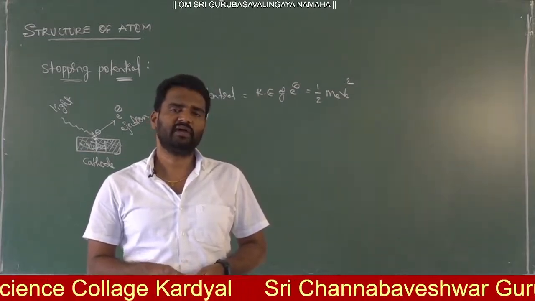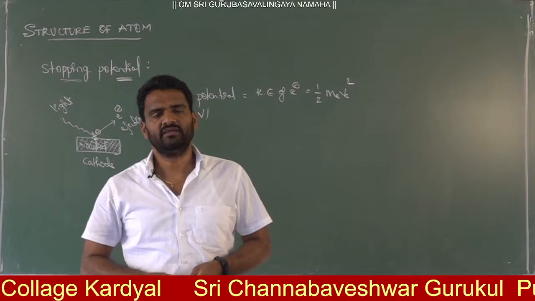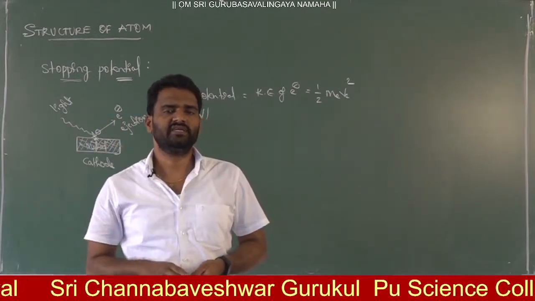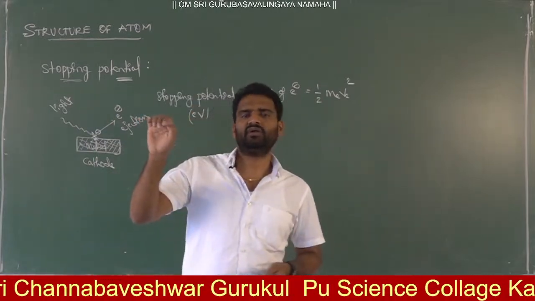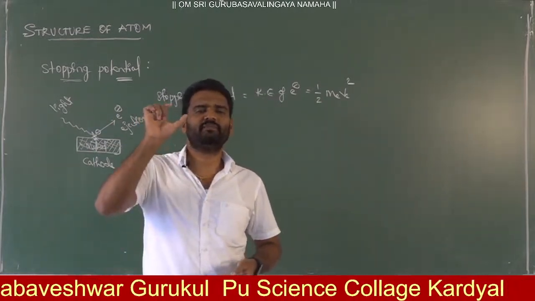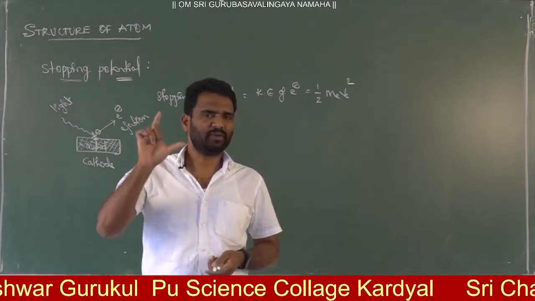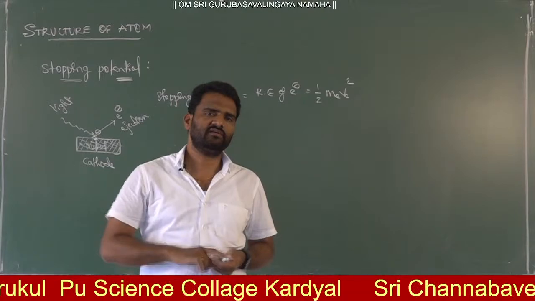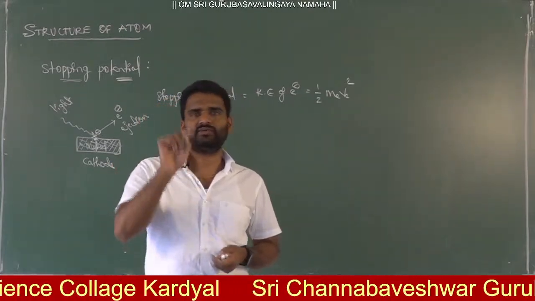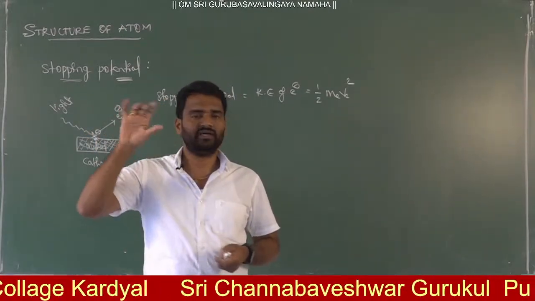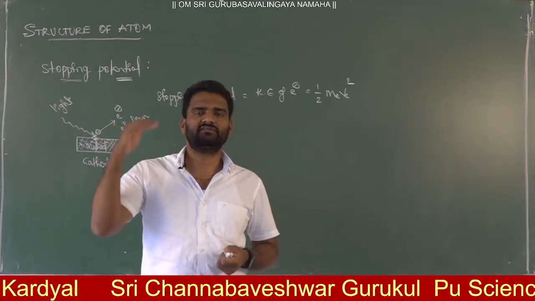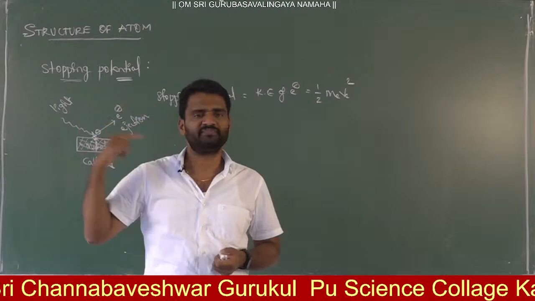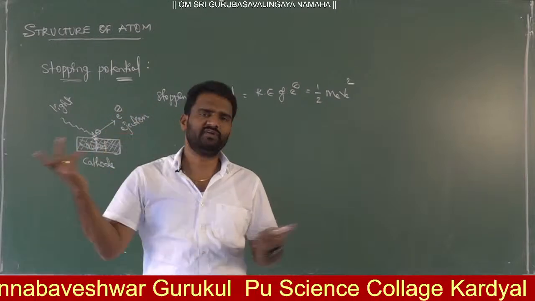According to Max Planck, electromagnetic radiation is discontinuous, and it will be in the form of what? Packets, small packets, and each packet is said to be a quanta or photon. So a photon is nothing but one packet. Every light has N number of packets, and from the flow of these discontinuous packets we get the light. Light means electromagnetic radiation.